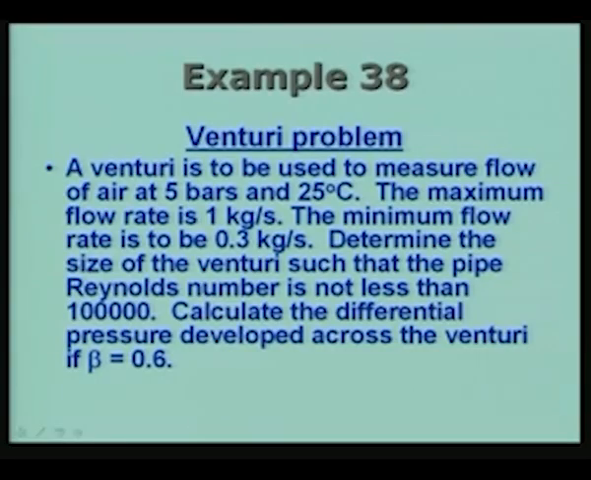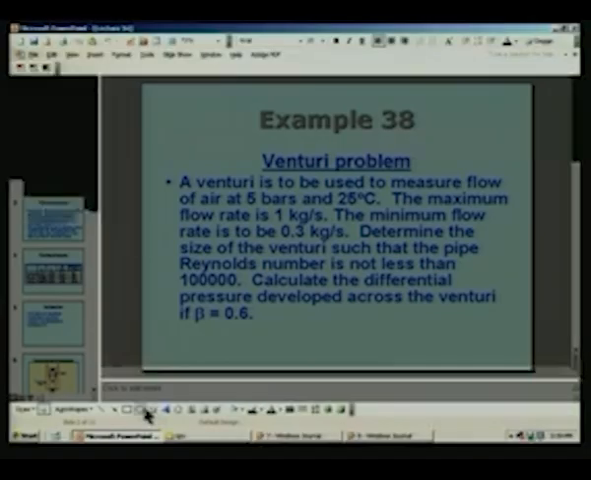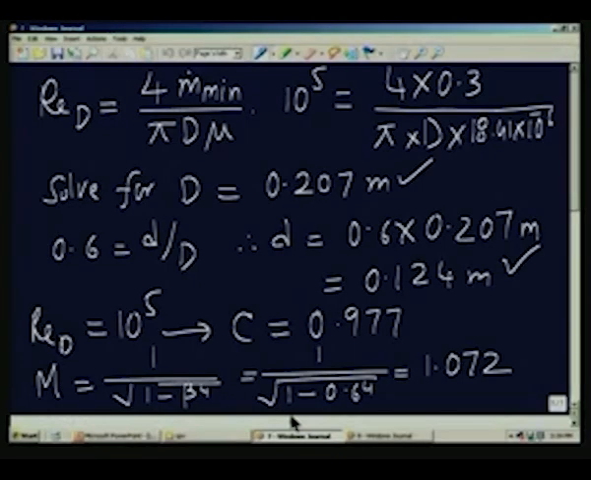So, we will go back to our board on which we had looked at some of the numbers, and what I have done is I have taken the material from the previous lecture. The Reynolds number based on the diameter is given by the formula 4 times m dot minimum divided by pi d mu, where mu is the dynamic viscosity of the air at the pressure and temperature which is specified. So, all I have to do is to substitute and solve for d, because the Reynolds number is given as a limiting value of 10 to the power 5.